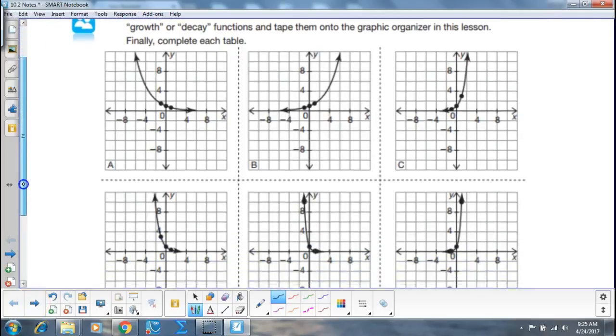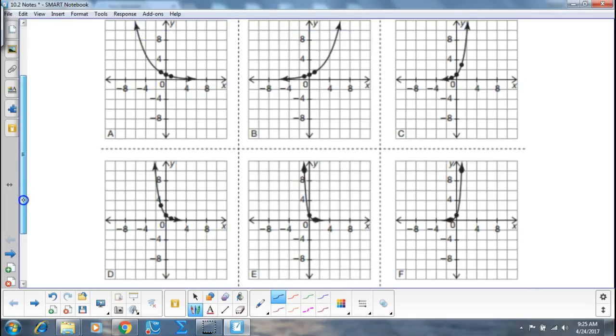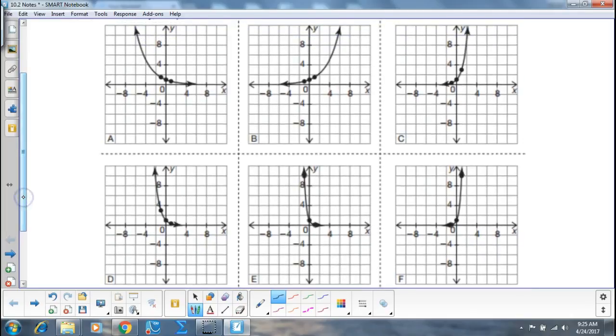So, I can get all 6 of them in there. Look at that, I can. Sweet! Alright, so, anybody match any of them up?